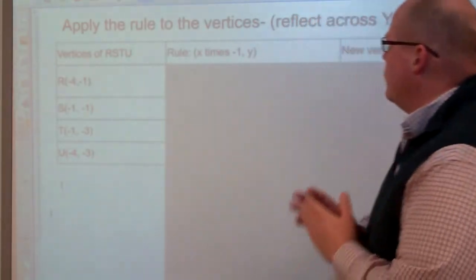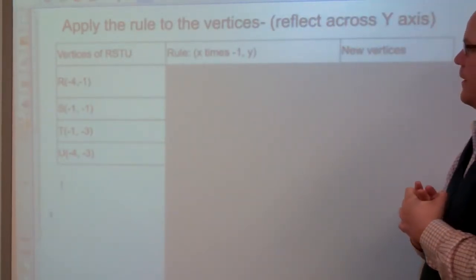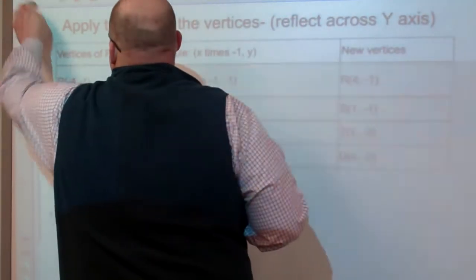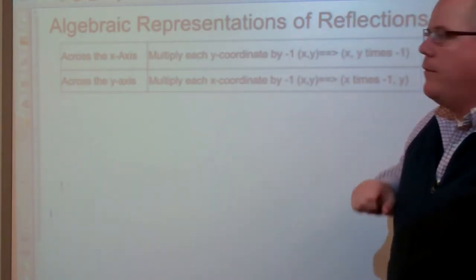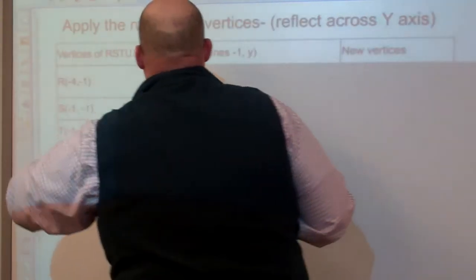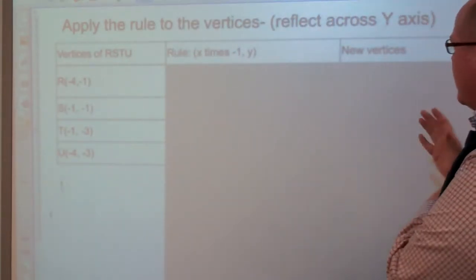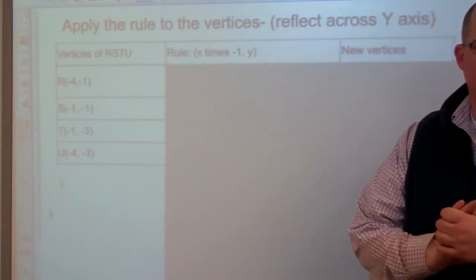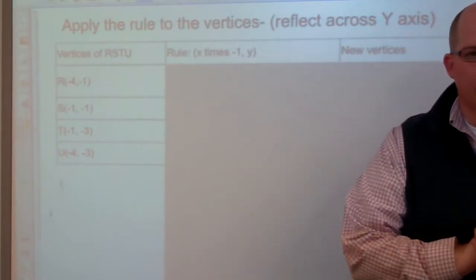So here we're going to apply the rule to the vertices. We're going to imagine we're going to reflect across the y-axis. So remember, when we're reflecting across the y-axis, we're going to multiply each of the x coordinates by negative 1. So that's going to be our rule here. Rule: (x times negative 1, y). So if you guys go ahead and copy this table down in your notes, and then pause the video so that you guys have an opportunity to complete the table.